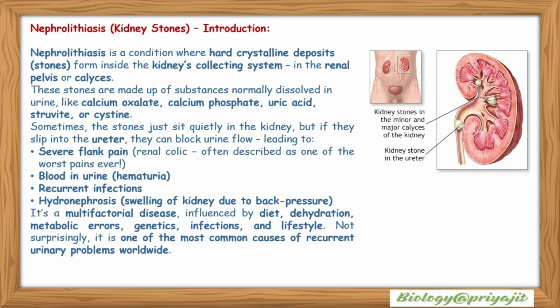It's a multifactorial disease influenced by diet, dehydration, metabolic errors, genetics, infections and lifestyle. Not surprisingly, it is one of the most common causes of recurrent urinary problems worldwide. This is the kidney stones in the minor and major calyces of the kidney. This is the kidney stone in the ureter.